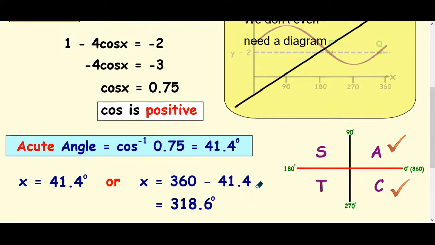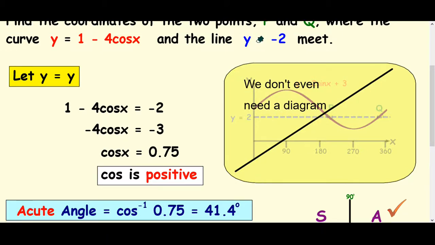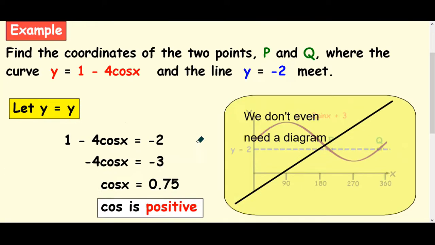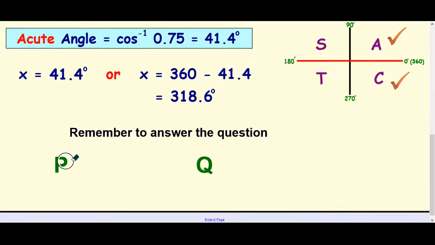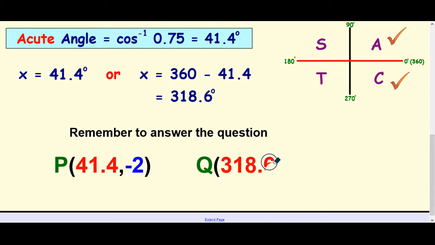Again, remember to answer the question. There's the y value, these are the x values, and there is the y value. So we've got (41.4, negative 2) for P, and (318.6, negative 2) for Q.